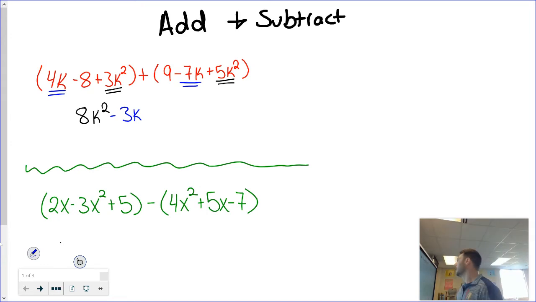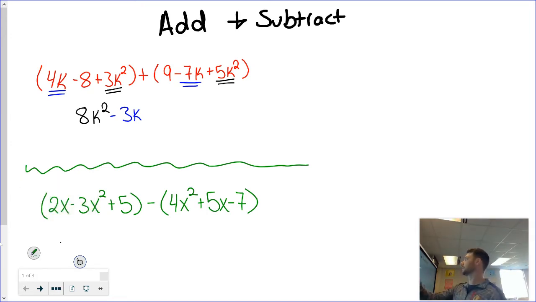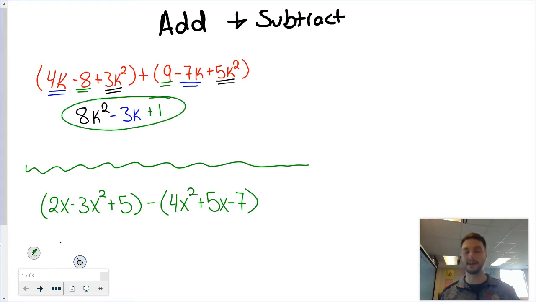And then finally, our last values are constant terms, things without any variables at all. That's negative 8 and positive 9. Negative 8 plus 9 is positive 1. So this is our final answer here. You're just combining like terms when we see the addition problems.